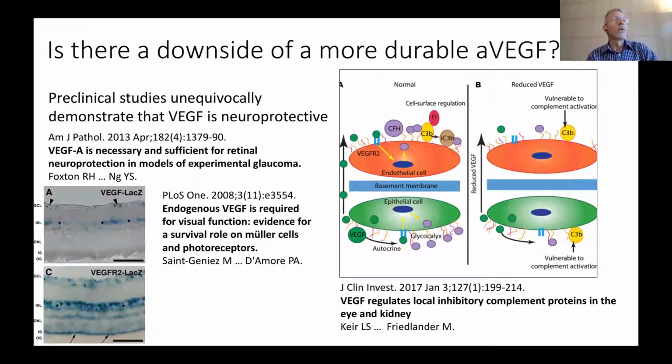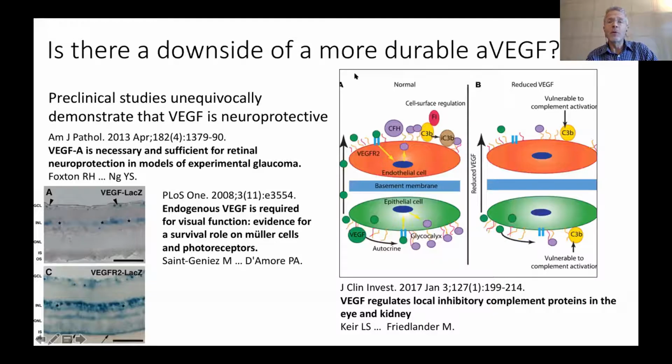So if you were to suppress VEGF production or neutralize VEGF with antibodies for a long time in mice, you would expect to cause deleterious issues. And in fact, that's what happened in this research. This research group reported that endogenous VEGF is required for visual function. There's evidence that VEGF has a survival role on Mueller cells and photoreceptors in the healthy mouse retina.